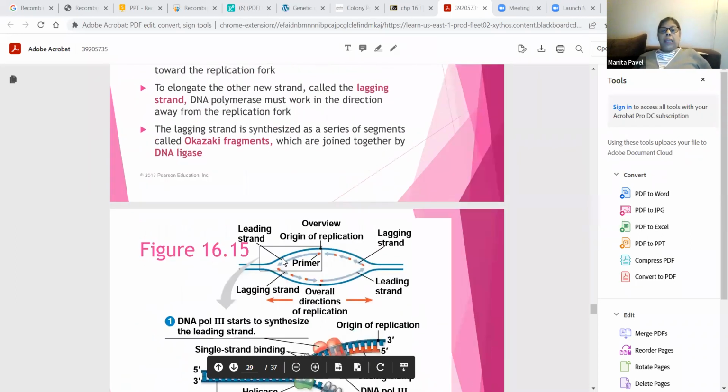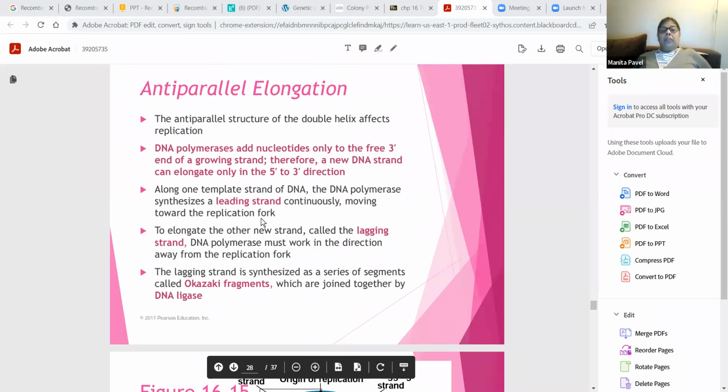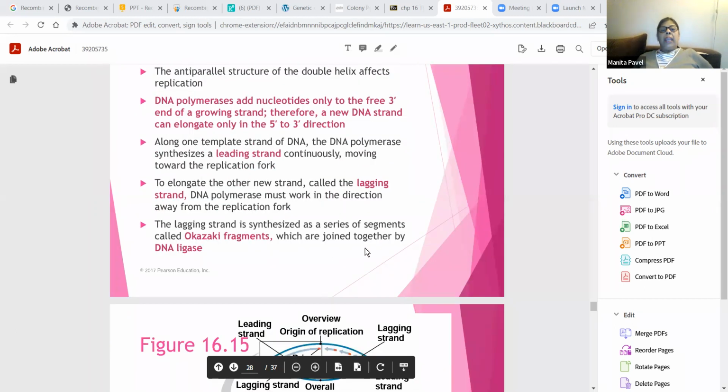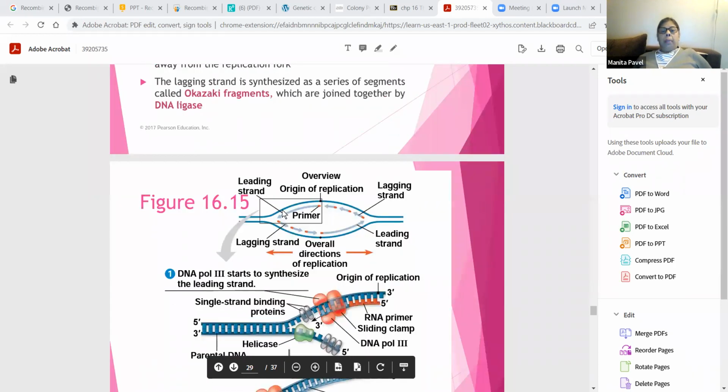So the leading strand is the strand where DNA polymerase is synthesizing continuously. This is important, it is moving towards the replication fork. This is the origin of replication, and DNA polymerase is going to add nucleotides from this strand. Now, this would be the lagging strand.